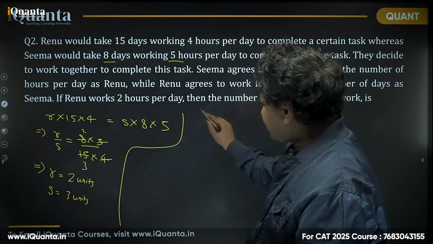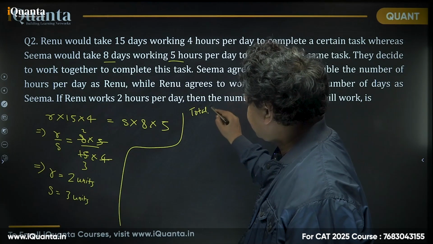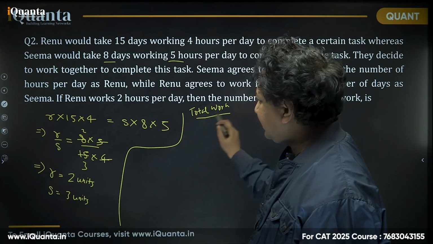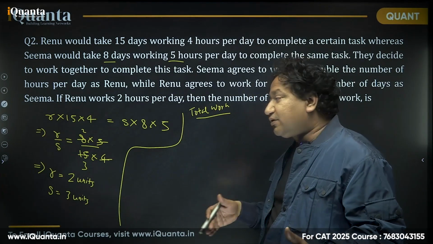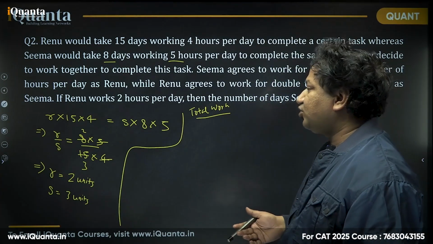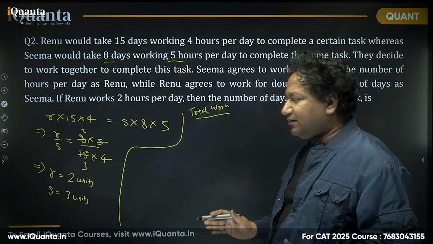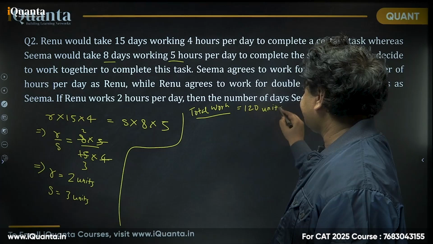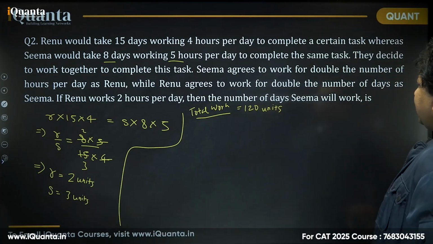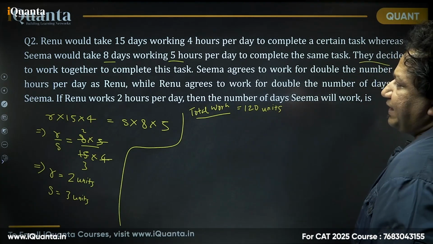Ratio is 2 by 3, so I just assume that. By the way, I'll also assume total work in terms of number of units. So as you see here, 15 fours are 60, 8 fives are 40. To avoid any kind of complex calculations, I can assume the work to be an LCM of 60 and 40, that is 120 units. Perfect. Now, they decide to work together to complete this task.